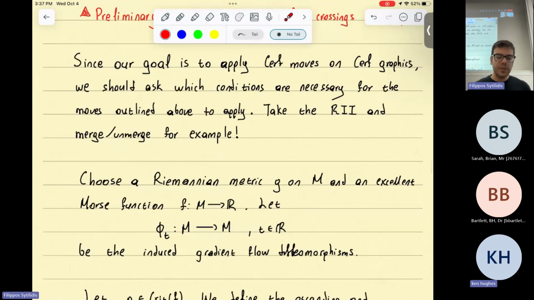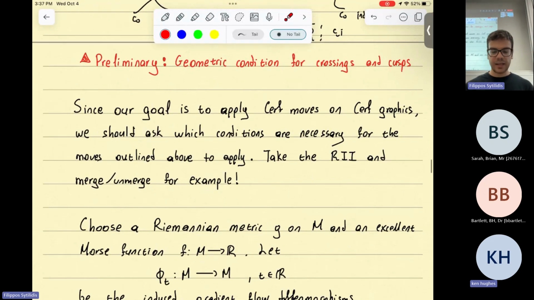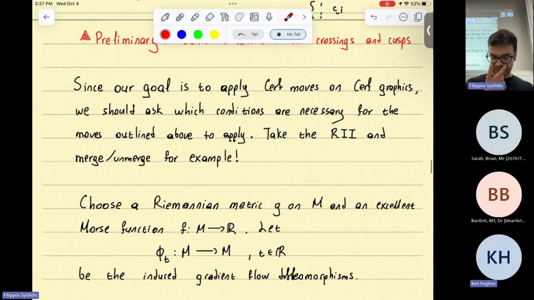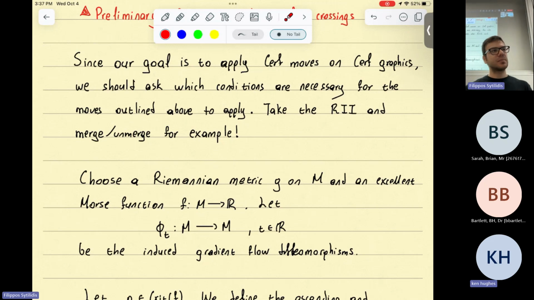And I have some preliminary things to say. Unfortunately, we're not done with all the preliminary things before the plan begins, but some geometric condition for when crossing some clasps occur. Okay, good. I'm not spending too much time on the good stuff, but the goal here, again, is to apply motion surf graphics. And there's the question that Bruce has already asked: what conditions are necessary in order to apply the surf moves that we've seen.